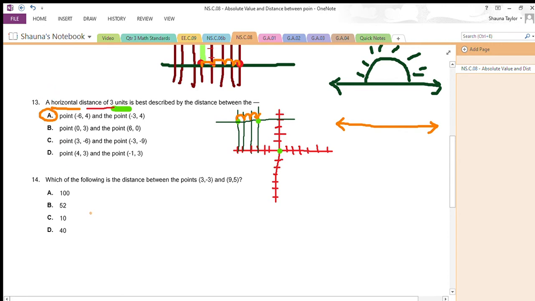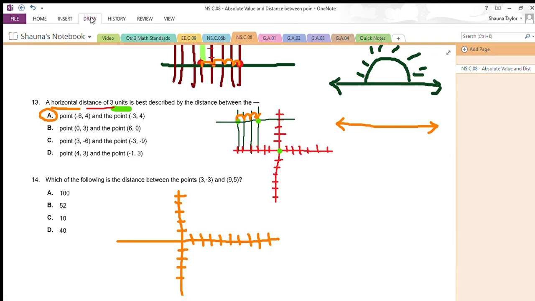Okay, number 14. Which of the following is the distance between points 3, -3, and 9, 5? All right, so let me go ahead and draw my coordinate plane. I have a number 9, so that's a lot of lines. So 1, 2, 3, 4, 5, 6, 7, 8, 9. It looks like 5 going up. 1, 2, 3, 4, 5. The other one's a 3 and a negative 3, so I need some numbers. 1, 2, 3, 4. So I don't have to do this side.